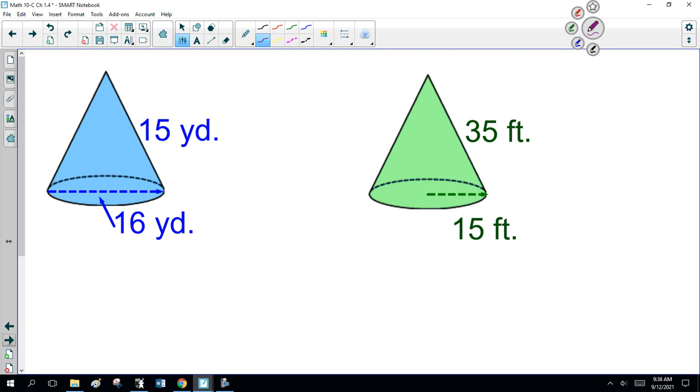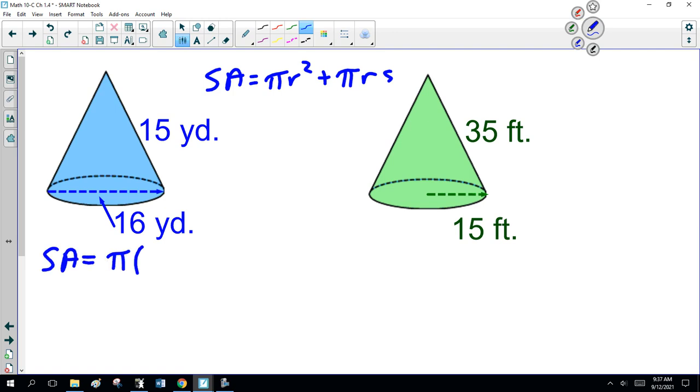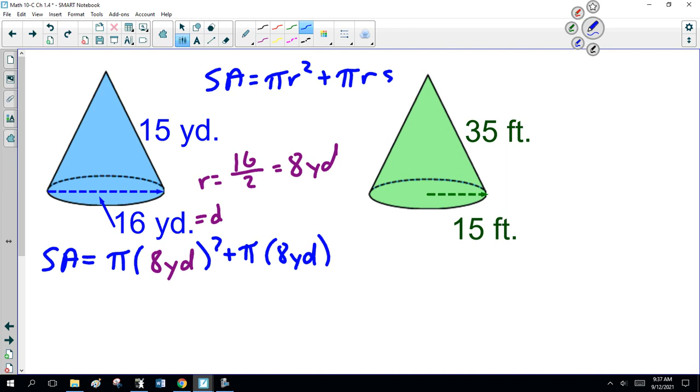So here's a couple of cones. Let's figure out the surface area of the blue one first. Now remember, it's surface area, pi r squared plus pi rs. So for this blue one, that is pi times the radius. Now what's the radius here? Good. This is the diameter. The radius is half the diameter. 8 yards. Very good. Times 15 yards. Now, so the surface area is 64 pi yards squared. Now, notice I'm going 64 pi because 8 times 8 is 64. Now, 8 times 15 is 120.